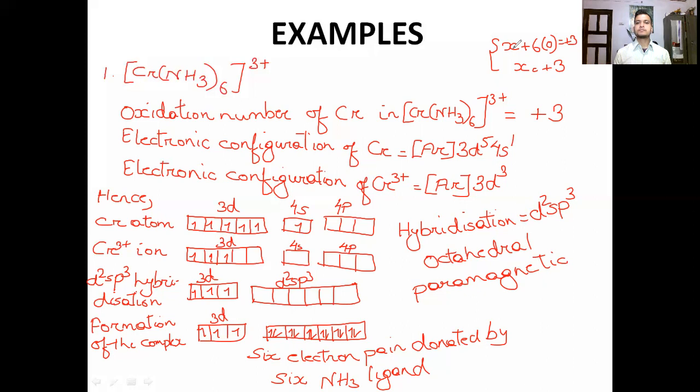So let us go for the next example, that will be [CoF6]3-. Again, in the very same way we are going to do it. The first thing we are going to do is find the oxidation state, I'm writing OS.